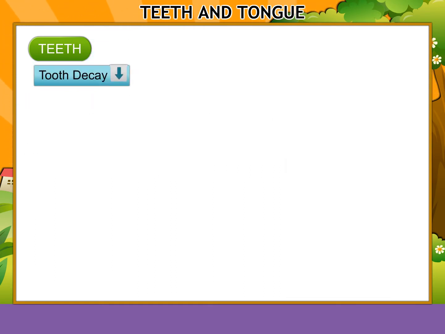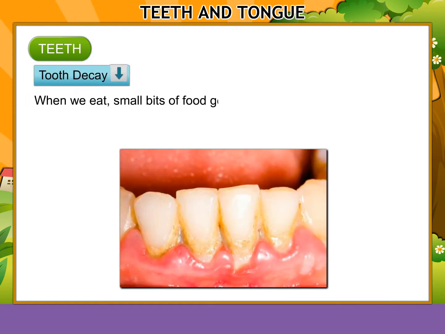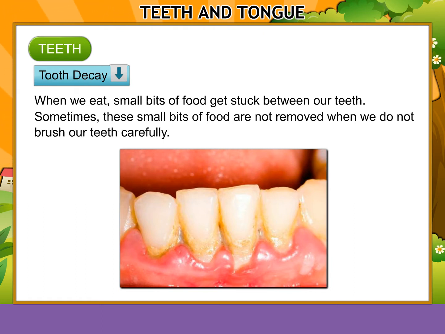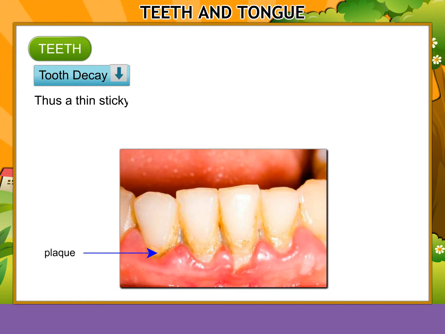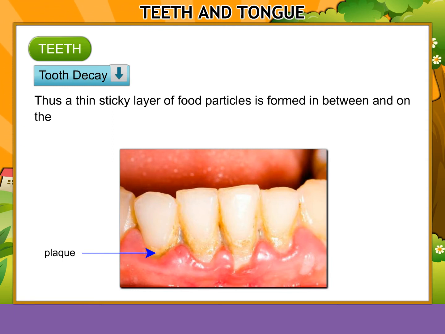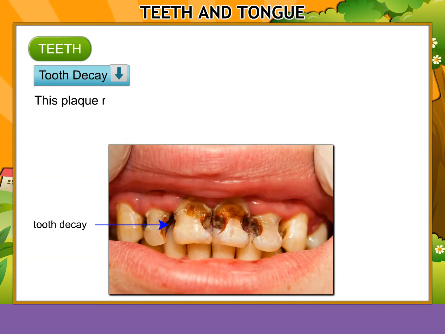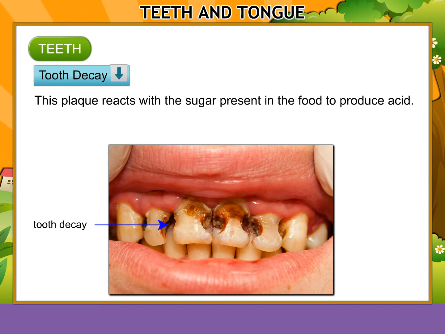Tooth decay. When we eat, small bits of food get stuck between our teeth. Sometimes these small bits of food are not removed when we do not brush our teeth carefully. Thus, a thin sticky layer of food particles is formed in between and on the surface of teeth. This sticky layer of germs is called plaque. This plaque reacts with the sugar present in the food to produce acid.